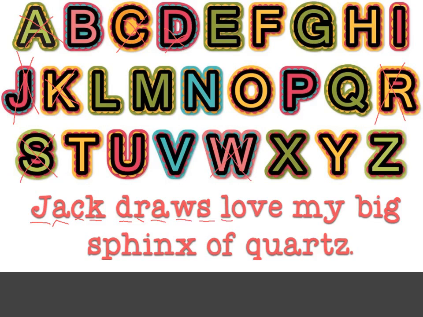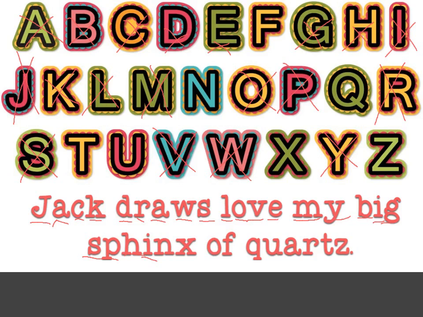L, cross out the letter L. O, cross out the letter O. V, cross out the letter V. E, cross out the letter E. M, cross out the letter M. Y, cross out the letter Y. B, cross out the letter B. I, cross out the letter I. G, cross out the letter G. S, we've already had. P, cross out the letter P. H, cross out the letter H.